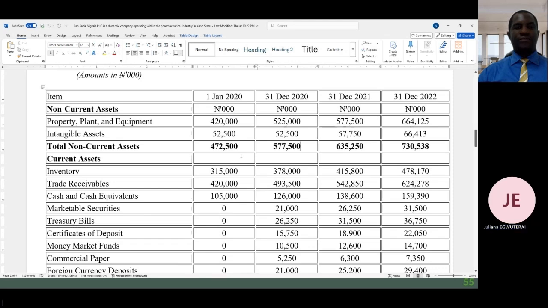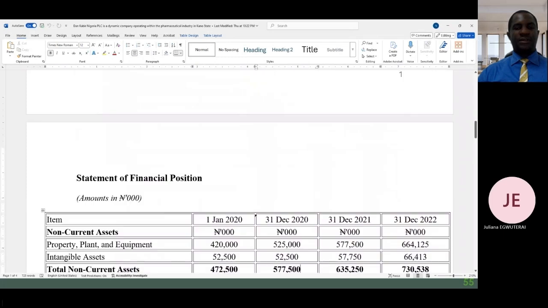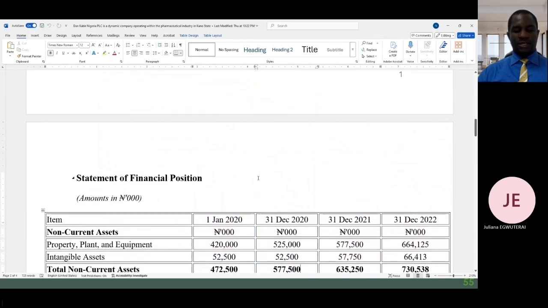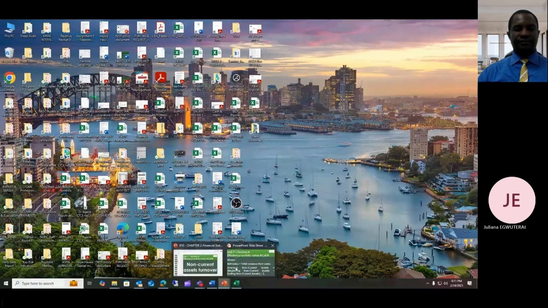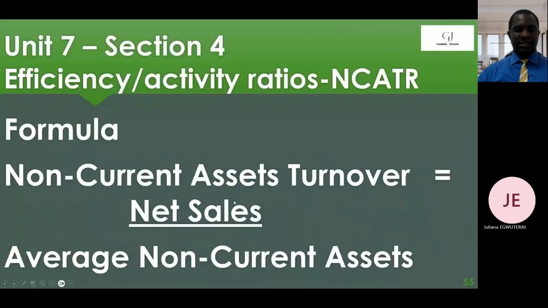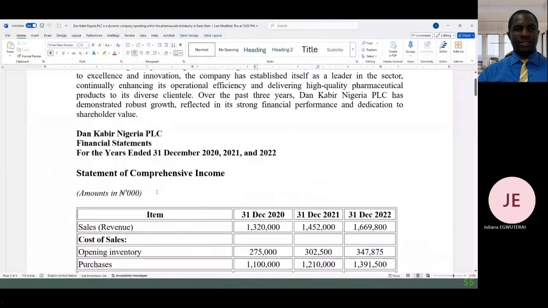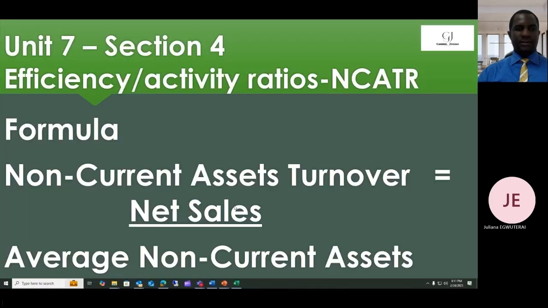As you are searching, let me be doing the first tier so that I hope before I finish, you would have gotten the documents. Okay, so let me continue with the first tier, following the formula on the screen. So let me take my revenue, which is net sales. Net sales is my revenue. So let me go take that for the first year. That will be my SCI. So for 2020, I have 1.320 billion, 1.3 billion.